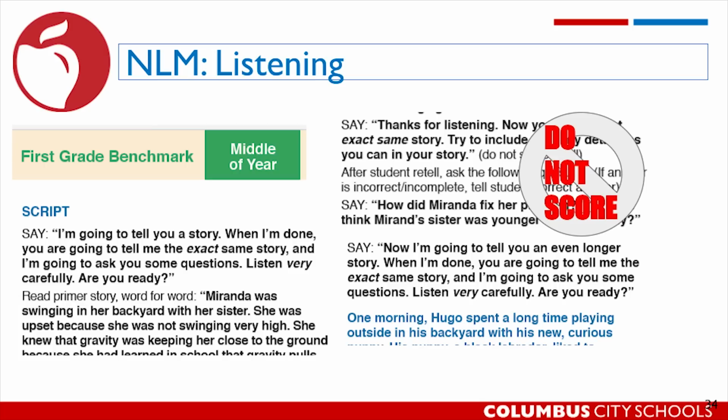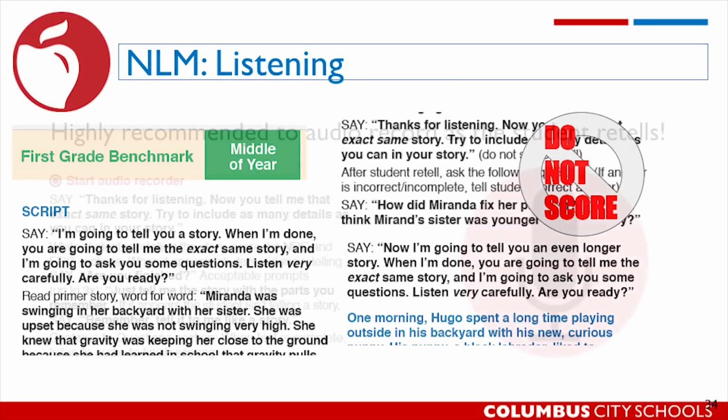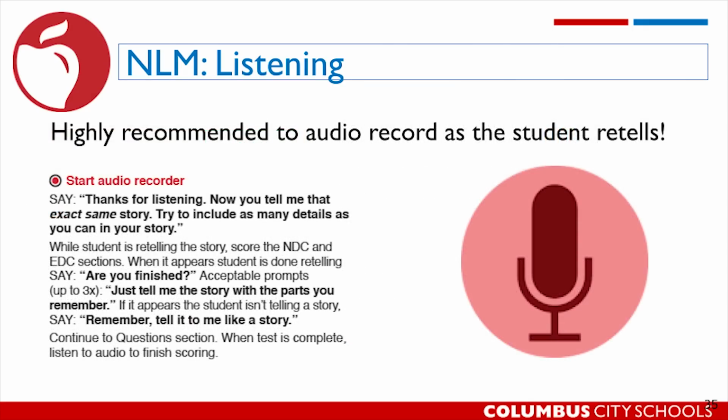Once the child understands the expectations, you will read a second story. The child's retell and ability to answer questions about the second story is what will be used to determine their skills. Due to the number of items that you need to listen for as the student retells the story and responds to questions, it is highly recommended that you audio record the student. It may be helpful to also record yourself saying the student's name at the beginning of the recording.